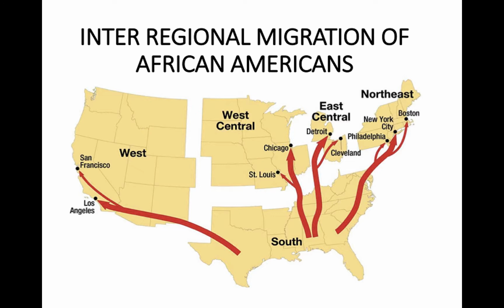In the northeast, the highest numbers are going to New York City, but we're also getting significant migration to Boston and Philadelphia. In east central United States, they're going to Detroit most commonly, but also to Cleveland. In west central, mostly to Chicago, but also to St. Louis. In the west, mostly to Los Angeles, but also to San Francisco. There's going to be further interregional or intra-regional migration after this, but these are our big primary flows.